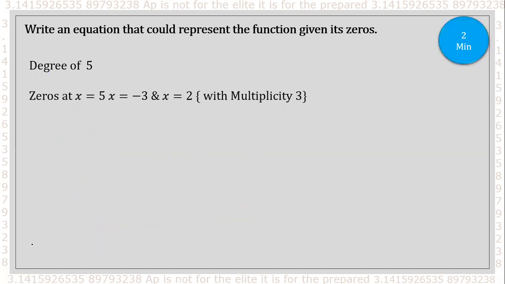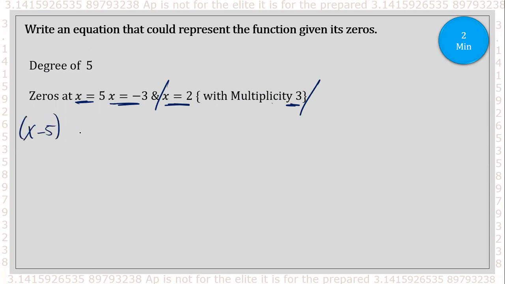Alrighty, the next one. How about a degree of 5? So go ahead and pause the video and give this a try. So x equals 5, x equals negative 3, and x equals 2 with a multiplicity of 3. Remember, this only affects these. So go ahead and give that a try. Pause the video, give it a try.